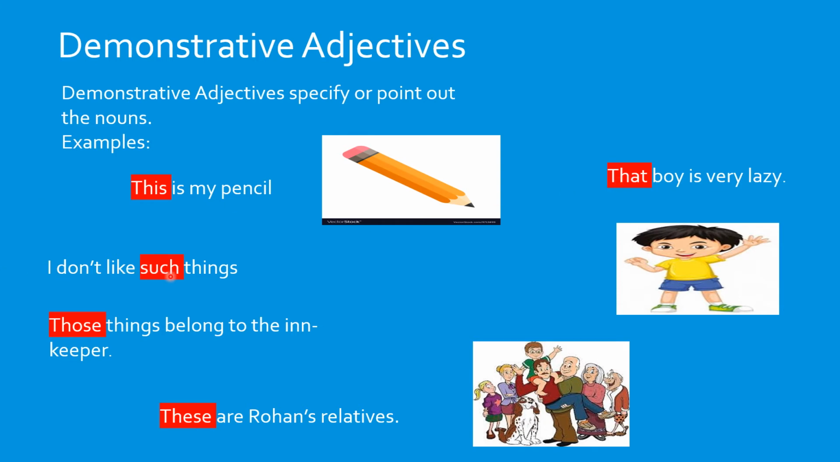I don't like such things. Such is the demonstrative adjective. It points out the noun things, such things. Those things belong to the innkeeper. Those is the demonstrative adjective. It points out or specifies the noun things. These are Rohan's relatives. These, demonstrative adjective. It is specifying Rohan's relatives, the noun. So all these highlighted words, this, that, such, those, these, are demonstrative adjectives.